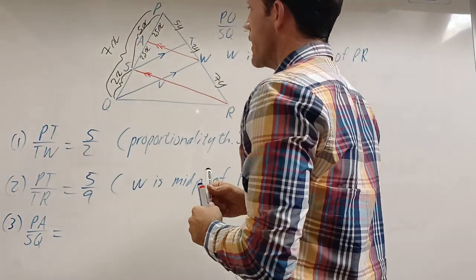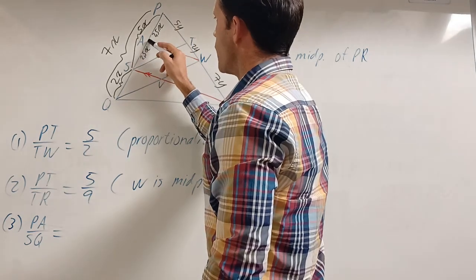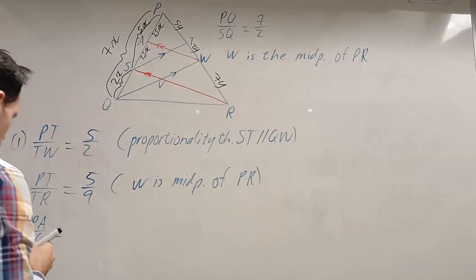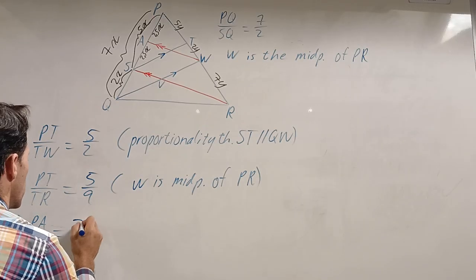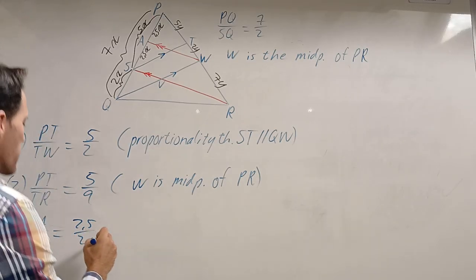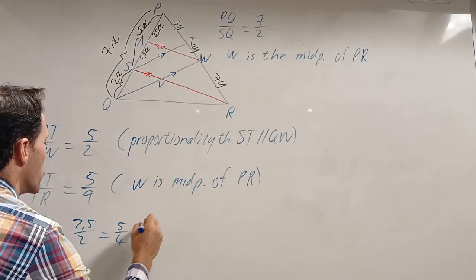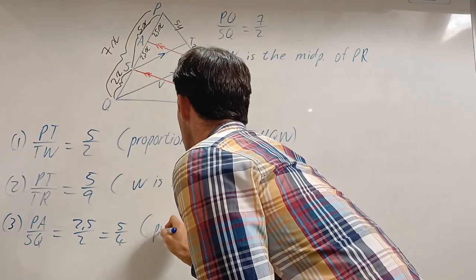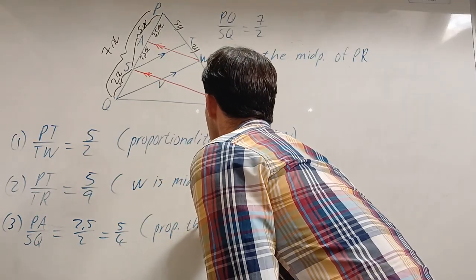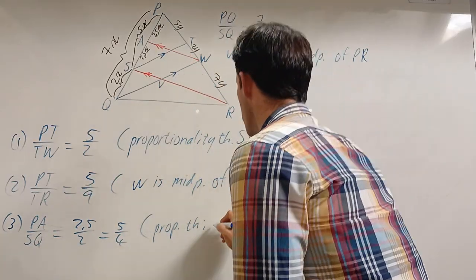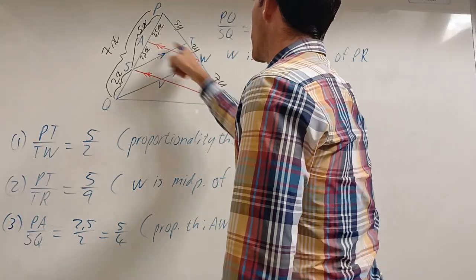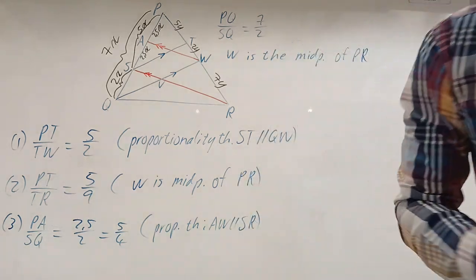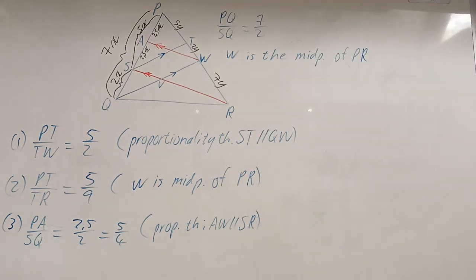So we can say then that PA over QS is 2,5 over 2. And then we can simplify that to 5 over 4. And our reason for saying this is because of the proportionality theorem, and also because AW is parallel to SR. Okay, so that's how we find PA over SQ.